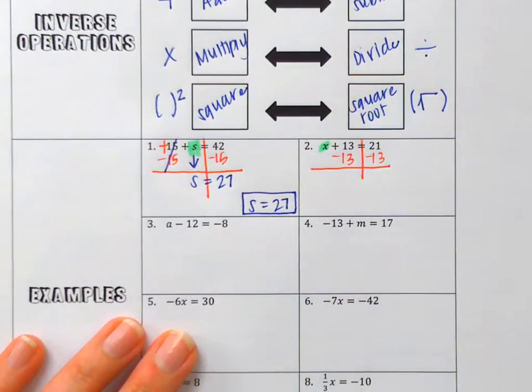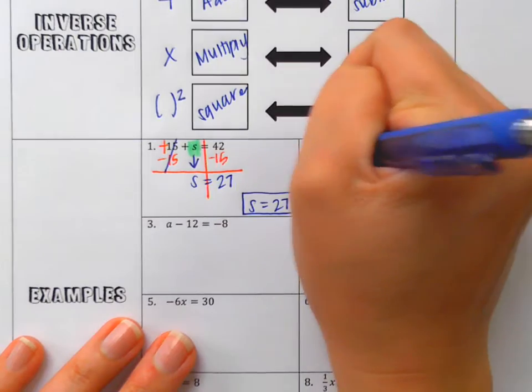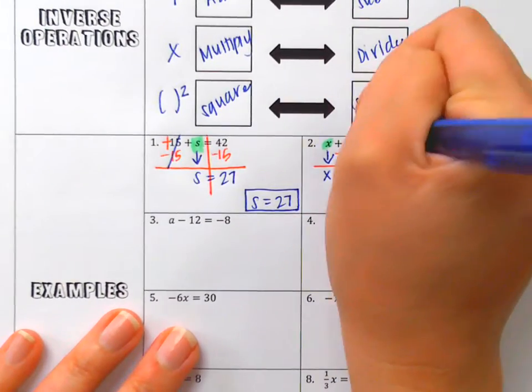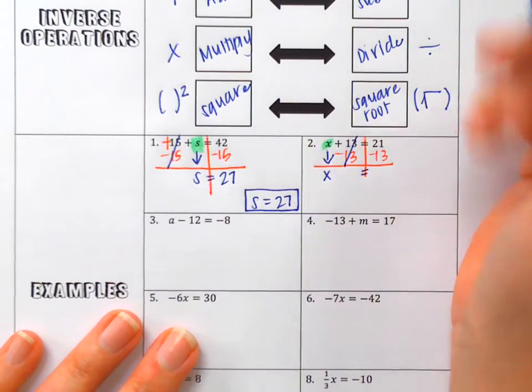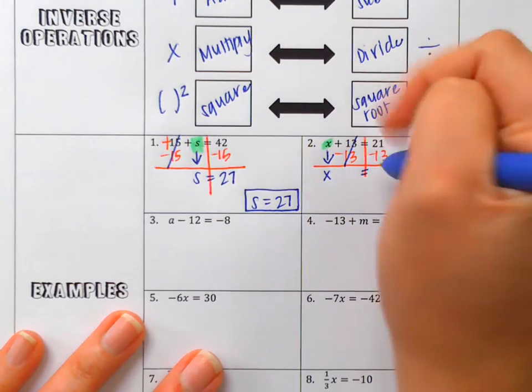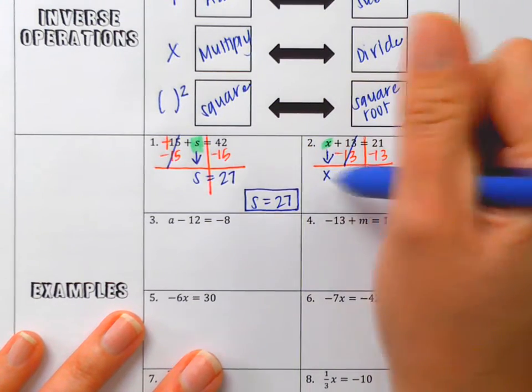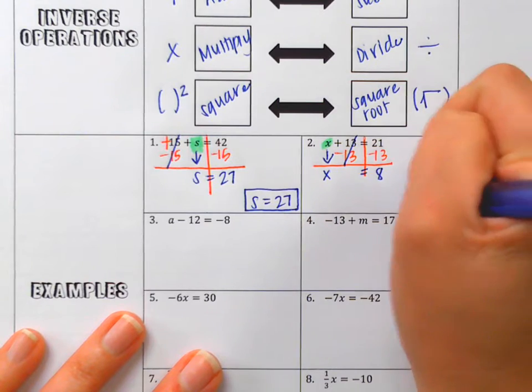And then I have x comes down. 13 minus 13 is 0. And then 21 minus 13 is 8. So x is now by itself, and I have my final answer.